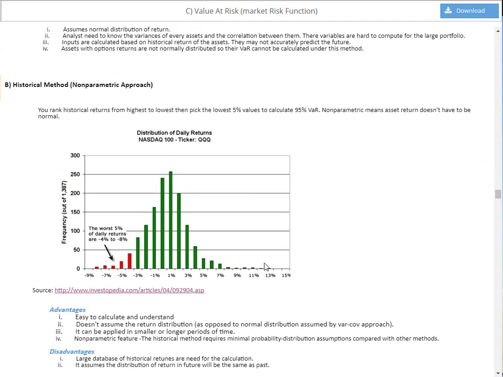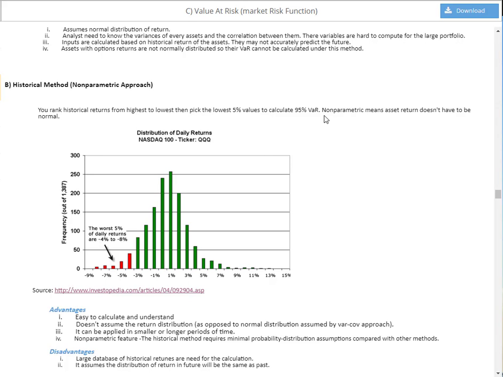The second method is the historical method. In this method, we rank historical returns from highest to lowest and pick the lowest 5% to calculate 95% VAR. In this case, you can see we have an example from Investopedia where the ticker returns are sorted, and you can see the minimum is minus 9% and the maximum is 15%.